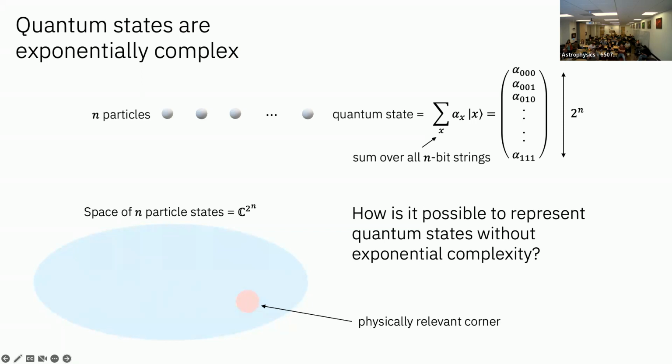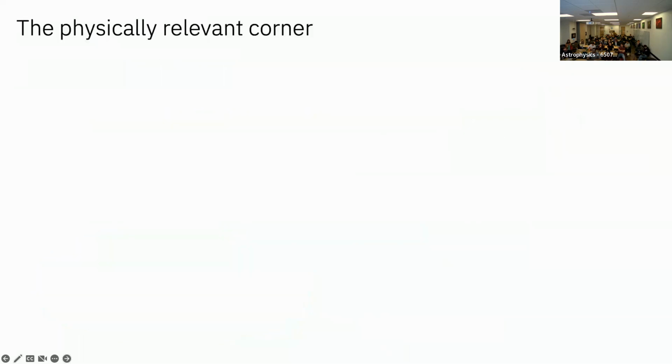So it suggests that within the space of n particle states, nature could sit in any one of these configurations, but in reality, there's a much more minuscule physically relevant corner. And that physically relevant corner has a stronger notion of tractability, so we're able to manipulate it a little better. So what could we mean by a physically relevant corner?